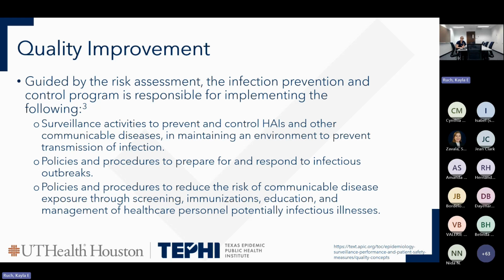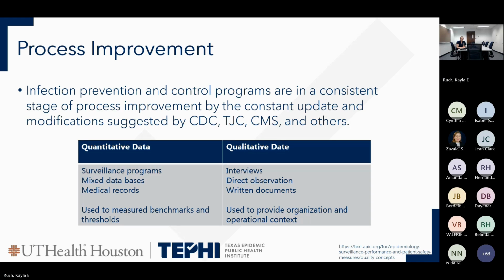staff shortage or resource shortages. And then lastly, we're doing all of that to try to identify where and how we can reduce the risk of communicable diseases through different prevention programs such as screening, immunization, education, and management, to ensure that we're not having spread of transmission throughout our organization.